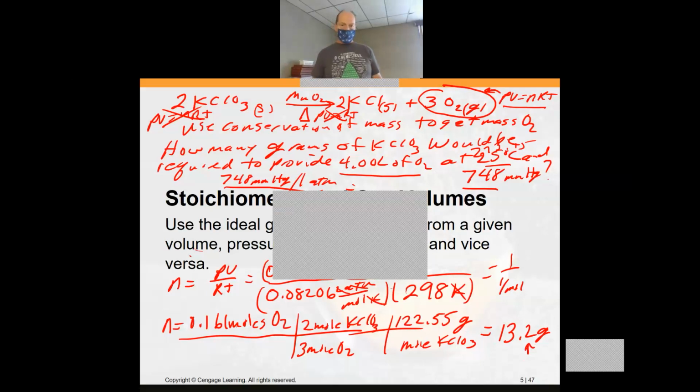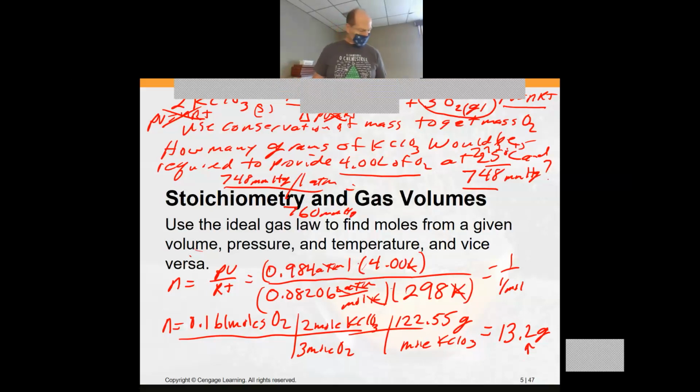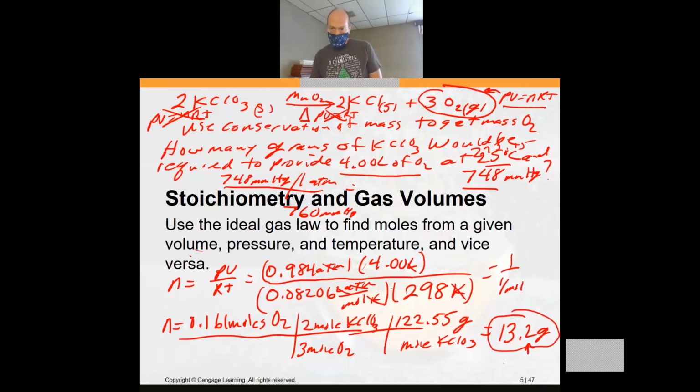If you actually plug in that number, 0.161, I didn't clear my calculator, times 2 divided by 3 times 122.55, that would give you 13.2 grams. That is correct, of KClO3. But again, there's uncertainty in that too. It's a 0.15, which rounds to 0.2. All right.